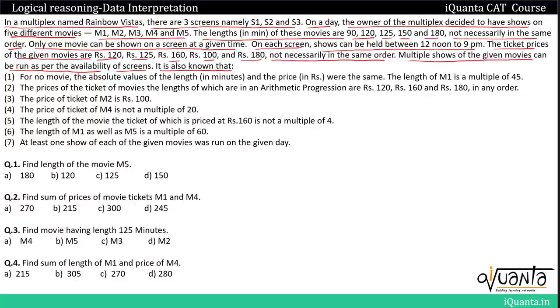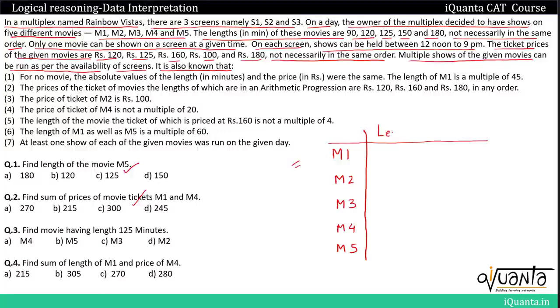So till now we have been given 3 screens on which 5 movies will be shown, and they are of different lengths and different prices. So from the questions we can see that we have to find the length of movies, their prices. So let us form a table where we can assign the prices and the lengths to different movies. So here we can mention the movies, here we can write their lengths, and here we can write their prices.